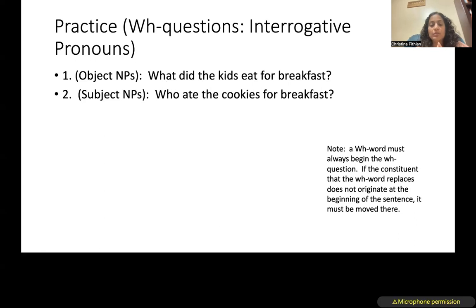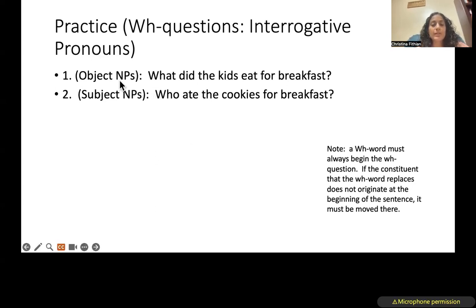practice questions I want you to try are: what did the kids eat for breakfast? And who ate the cookies for breakfast? Now, I forgot to underline what you should be asking a question about, but hopefully you can figure it out by looking at your WH word. Think about where you can move that WH word back to. And if you get stuck, look at the slide that I showed a few slides ago. You're going to see the example of the statement where these questions came from. And try diagramming that.